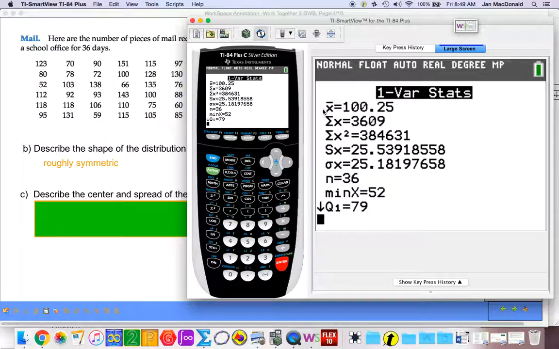Okay, so again, here's our mean, X bar. Here's our standard deviation. This is S with a little subscript X. That's the standard deviation of our sample. Again, I could take a picture of that.